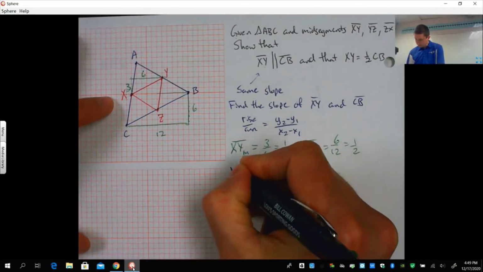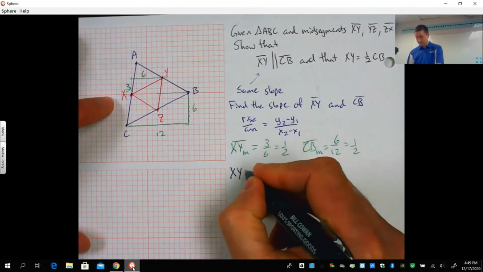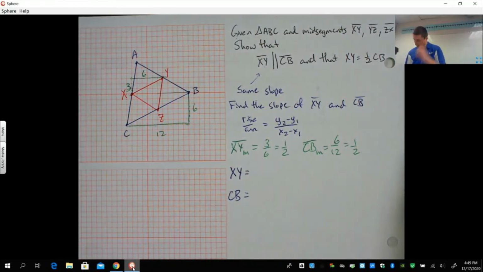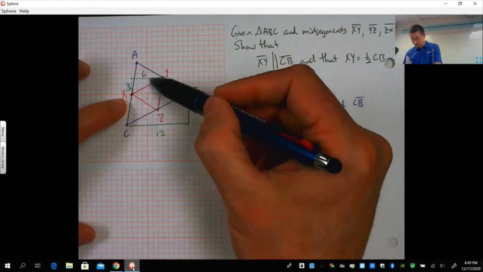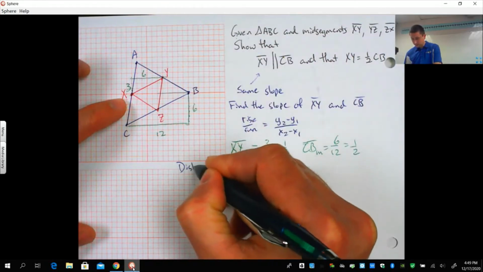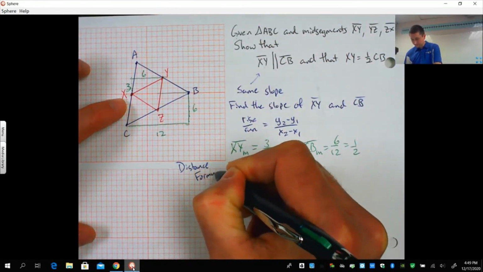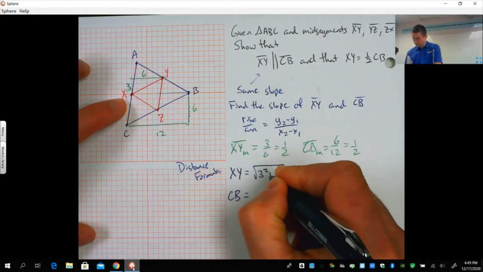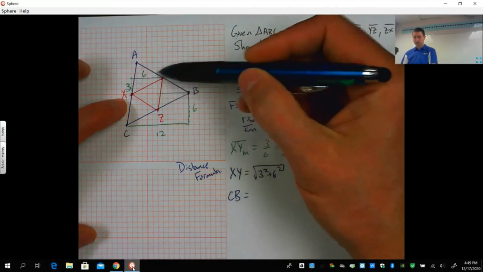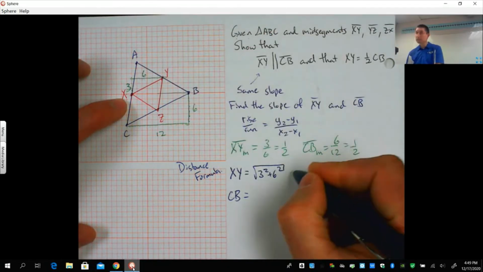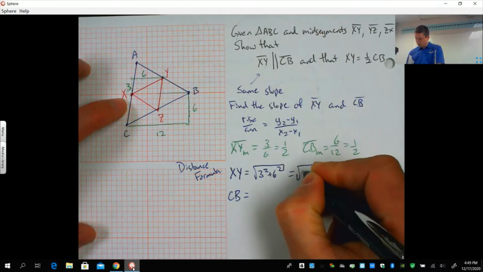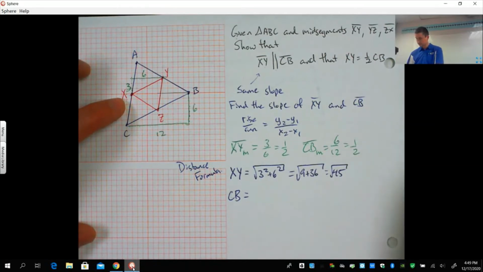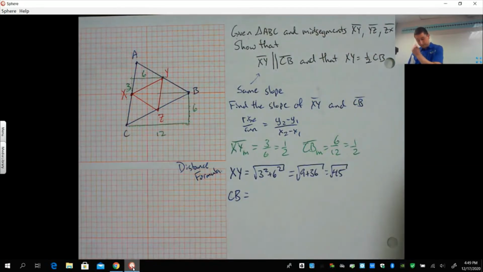And so in this case, I need the length of XY, and I'm going to need the length of CB. So XY, here you see the Pythagorean theorem, or you can use the distance formula. So it's going to be the square root of 3 squared plus 6 squared. Okay, the square root of the rise squared plus the run squared will give that to you. So that's the square root of 9 plus 36, which is the square root of 45. And we probably will need to simplify that.